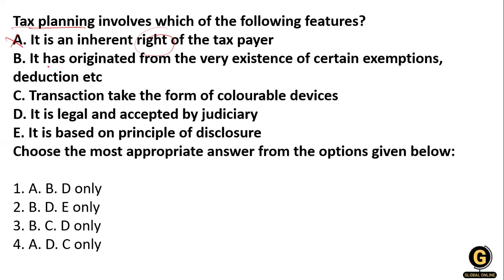Now, tax planning is organized around the existence of certain exemptions and deductions. Yes, ma'am, because in tax planning we are utilizing our exemptions and our deductions for proper tax planning and reducing our tax liability. So option B is right, because we are using the exemption and the deduction in tax planning. Statement C is that the transaction is taken from the colorable device. No, no.